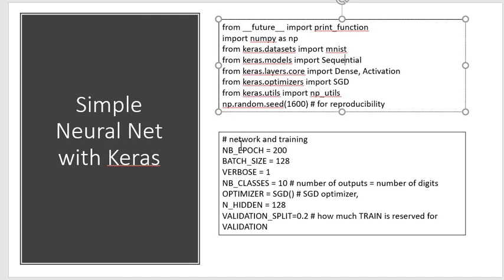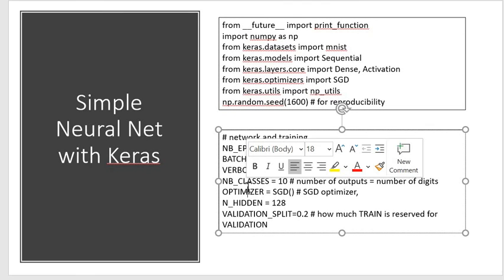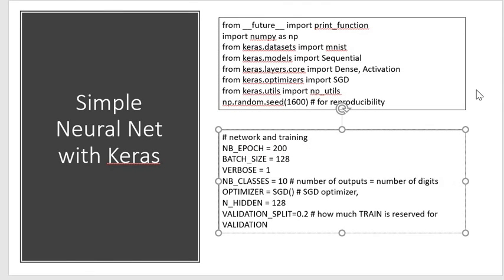Now we have to define what an epoch is, what the batch size is, and how many classes there are. By classes, I mean the number of outputs. We have imported the MNIST dataset, and I think everyone is aware that in this dataset we are trying to check the numbers. There are a total of 10 sets of digits, so my classes, that is the number of outputs, equals 10. The optimizer we are using is SGD. Hidden is 128 and the validation split is 0.2. That is how my train and test set is divided.